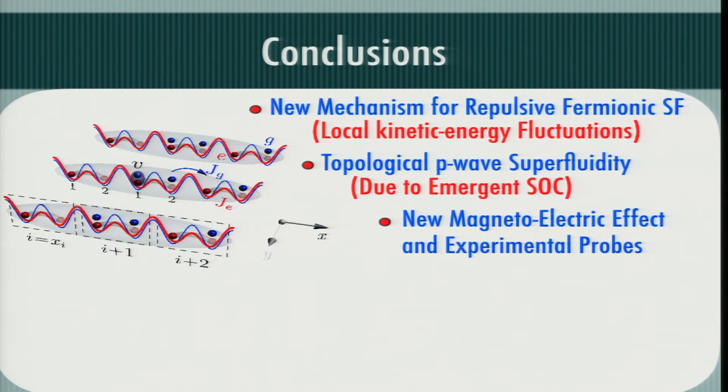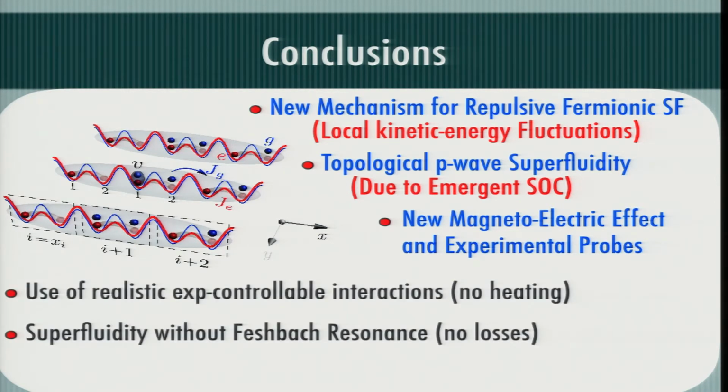What I told you through this talk is that this is a new mechanism for repulsive fermionic superfluidity. I told you how to generate topological P-wave superfluidity. I also told you about this kind of anti-Edelstein effect, where you take these systems, apply a magnetic field, and generate a supercurrent. In that way, we will be able to detect that superfluid in the optical lattice.